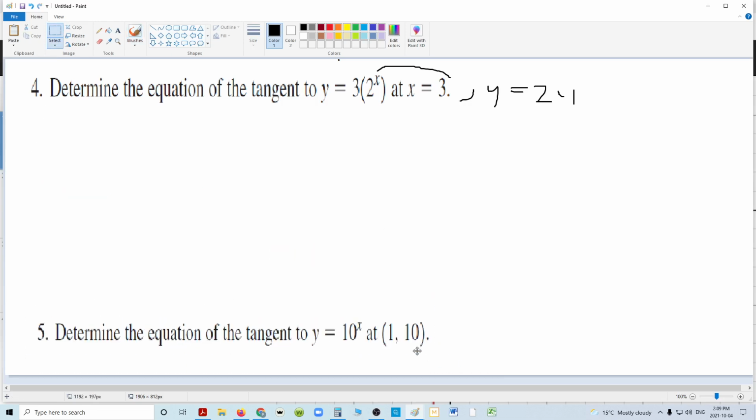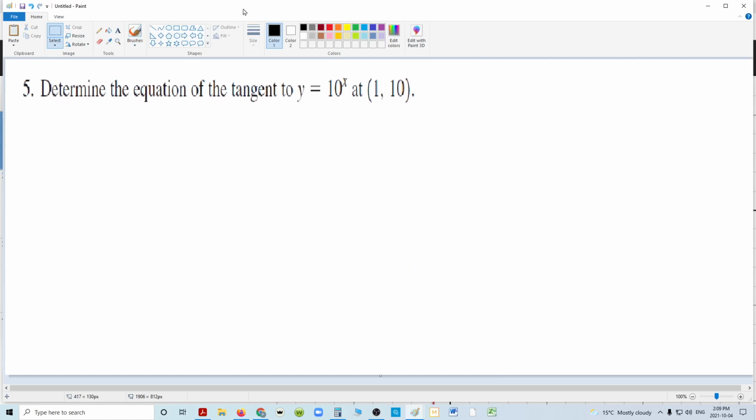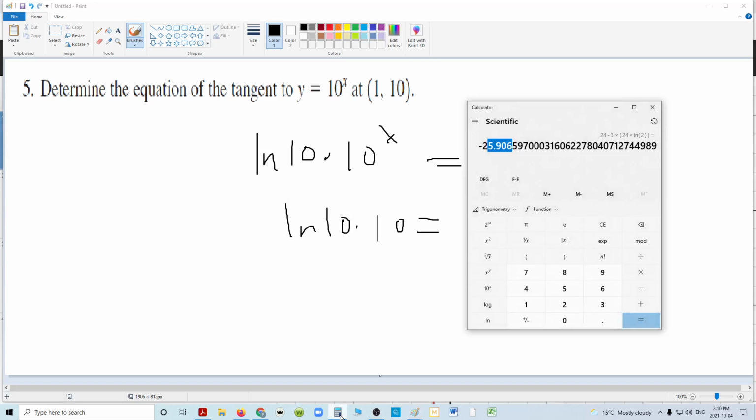Okay, let's do this one. It's the same thing, except this time they give us the y. And the derivative of this is simply ln 10 times the function itself, and the derivative of that is just 1. So we need to know when that's going to be equal to 0. No, we just need to set the x is equal to 1 here. So it's just ln 10 times 10, and we get this 23.03.